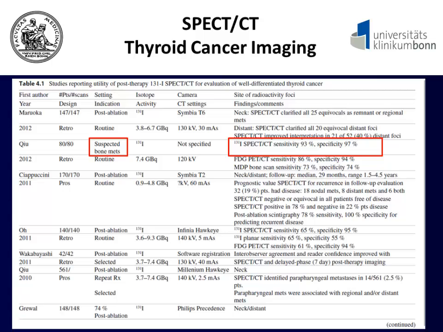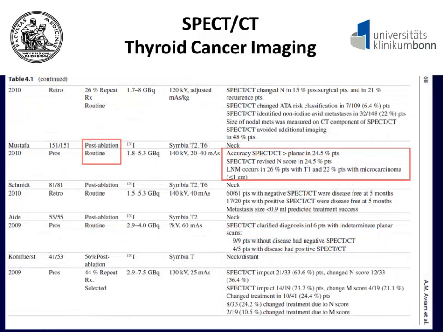For example, in this publication, they evaluated patients with suspected bone metastases, and they showed that SPECT CT had a sensitivity of 93% and a specificity of 97%. And in this publication, they routinely did post-ablation iodine SPECT CT, and they showed the sensitivity was 65% with both SPECT CT and planar imaging, but the specificity increased from 55% up to 95% with SPECT CT.